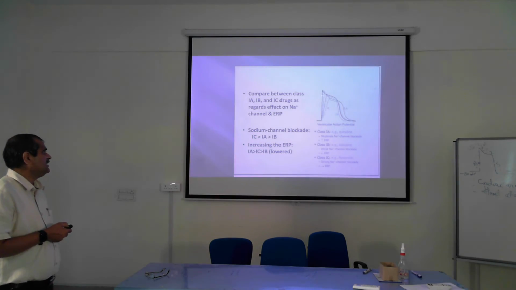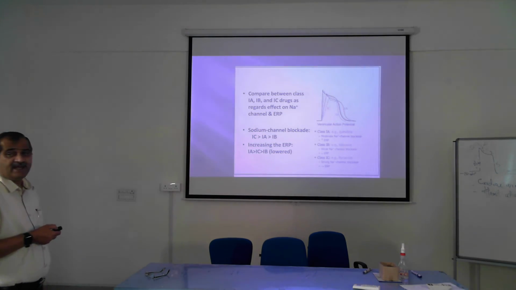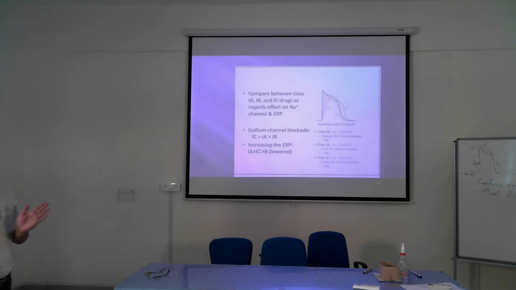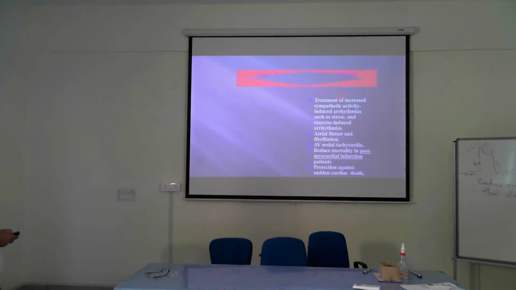So here there is a change, a shift to the right, or a shift to the left. So this is class 1. If you administer quinidine, it is going to shift the curve to the right as far as possible, whereas it is not changed in class 1C. So accordingly you can extrapolate the results.